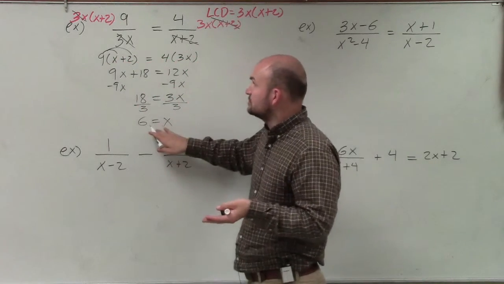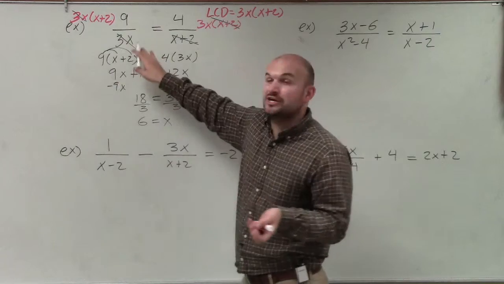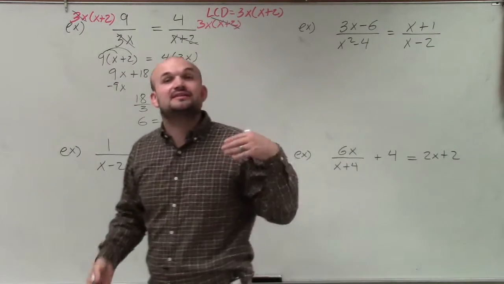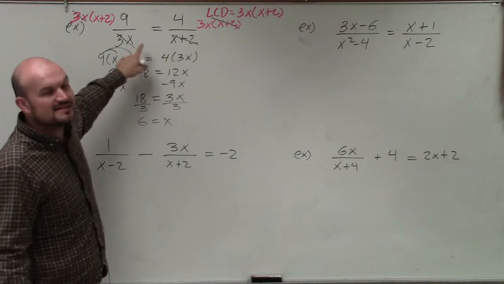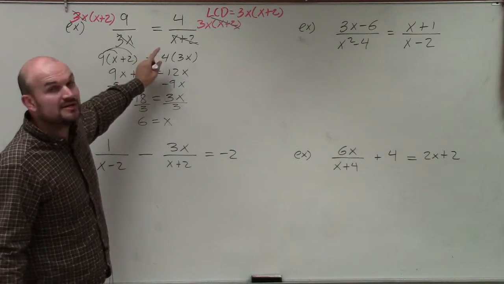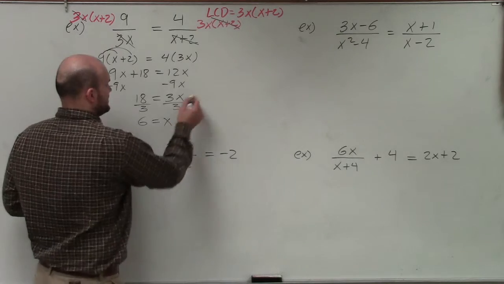Now, the next thing we want to do is whenever we're solving rational equations, we want to make sure we go back to our solution and make sure our solution does not make our denominator 0. Because if it does, then the solution is going to be extraneous. Well, in this case, if I plug 6 in for x, it's not going to make either of my denominators 0. So therefore, this checks out.